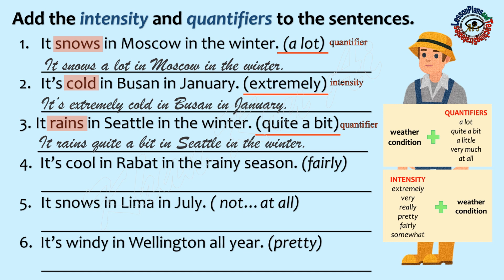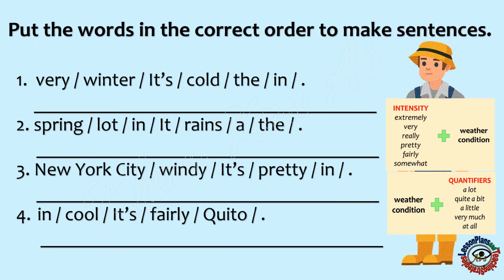What about number 4, 5, and 6? Please write your answer in the comment below. Put the words in the correct order to make sentences. 1. Cold is our weather condition. Very is our intensity. So, you have to write the intensity, or very, before the weather condition. It's very cold in the winter.